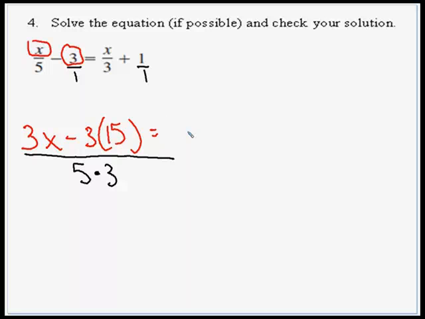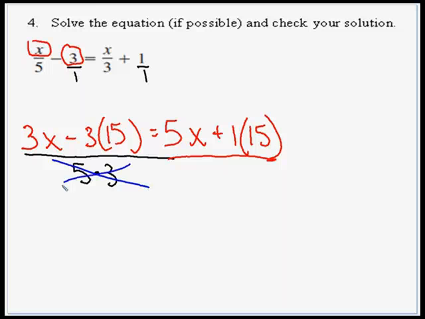Equals. Our next numerator is x. What's missing under that x? We're missing the 5. And last we have a plus 1. What's missing under that 1? Same as under the 3. We're missing the 3 and the 5. So that would be a 15. And now we've multiplied through by the common denominator, so the denominator is gone. And we're left with 3x minus 45 equals 5x plus 15.